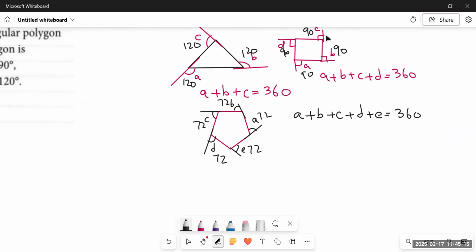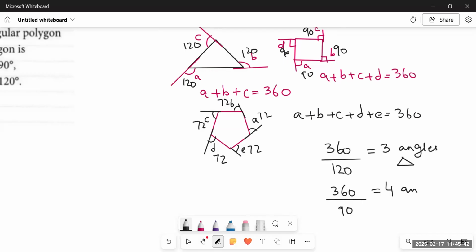What we will do is simply divide 360 by the angle given for the exterior. Like if we divide it by 120, when we simplify it, we will get 3. And 3 angles are possessed by a triangle. It means it is a triangle. Similarly, if we divide 360 by the given exterior angle, that is 90, we will get 4. And 4 angles are possessed by a quadrilateral. It means this polygon would be a quadrilateral.